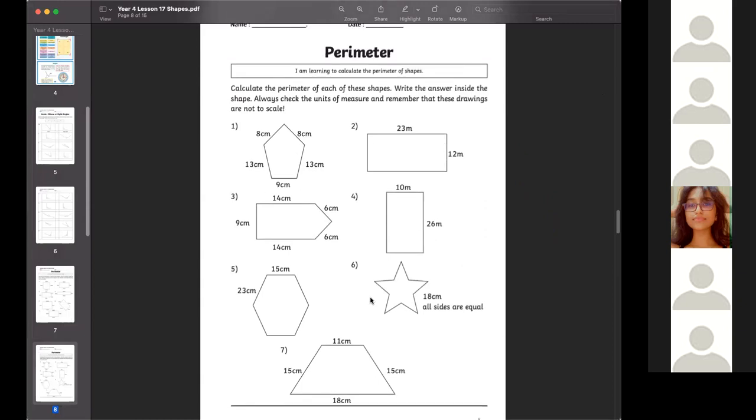Now, I'm going to give you a little challenging question. I would like you to calculate the perimeter of this shape. Number 6. Try. All of you, please. Okay, I need your answers in the chat. Perimeter of this star. And look at the information. All sides are equal and every side is 18 centimeters.